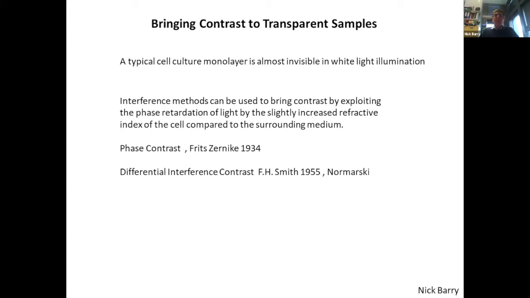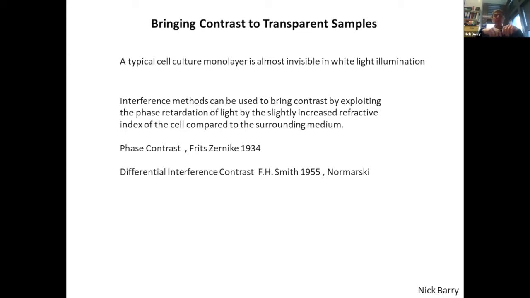What was realized relatively later on was that you could use interference to bring contrast into these samples. It's based on the idea that your sample, your cell, or whatever it is, has a slightly different refractive index to the surrounding medium, the water, let's say. Because of that refractive index difference, there's a phase retardation, and that can be exploited to do interference.